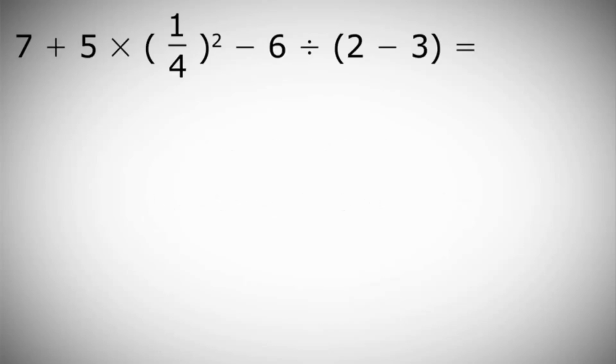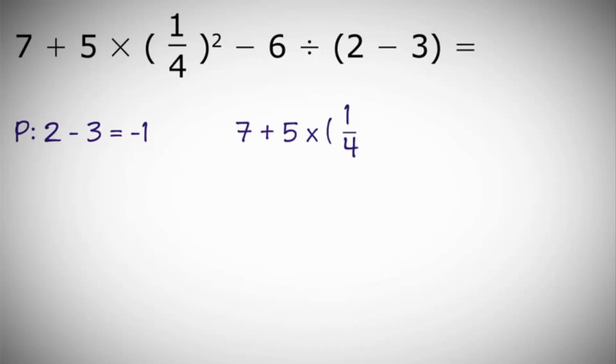We want to start with our parentheses first. Inside the parentheses, we have 2 minus 3, which is equal to -1. Let's replace 2 minus 3 with that value of -1, giving us the expression 7 plus 5 times 1/4 squared minus 6 divided by -1. Don't forget the negative signs, because otherwise you're going to end up with a different result.